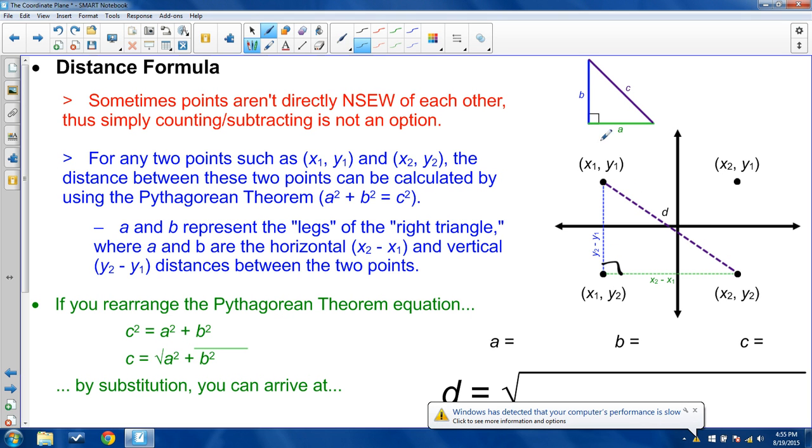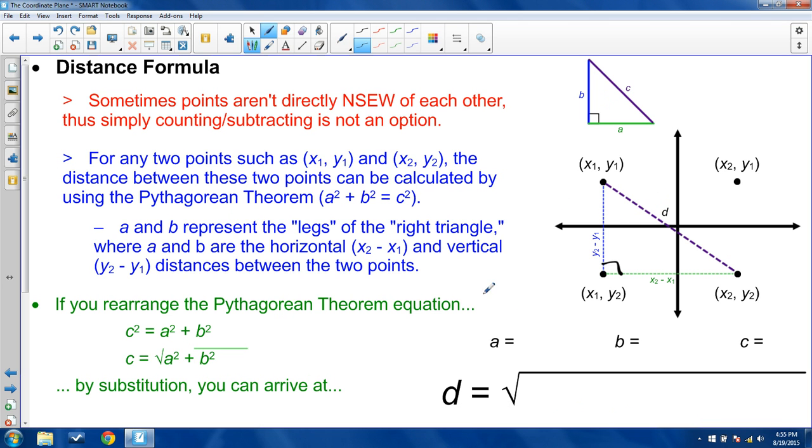So if you look up here at this triangle, which corresponds a little bit to this one, A is being represented as the distance between x1, y2 and x2, y2 in the x direction. And B represents that up and down, that is the distance between x1, y1 and x1, y2 in the vertical direction, in the y direction. So what you can do is use Pythagorean theorem. Now Pythagorean theorem is a squared plus b squared equals c squared. So I can find D by using that kind of idea.